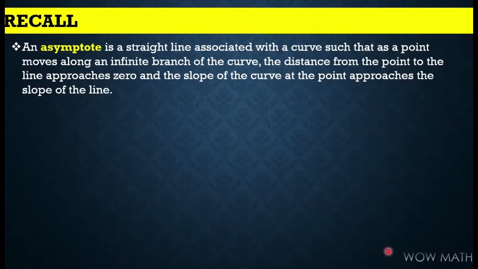An asymptote is a straight line associated with a curve such that, as a point moves along an infinite branch of the curve, the distance from the point to the line approaches zero and the slope of the curve at the point approaches the slope of the line.